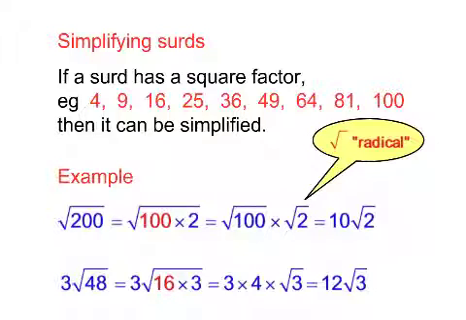Similarly, 3 root 48. 48 is not a square factor, but 16 times 3 is, which gives us 3 times the square root of 16 times 3. The root 16 is 4, and root 3 is left on its own. In other words, we now have two whole numbers, 3 and 4, which gives us 12 root 3. So our answer is 12 root 3.